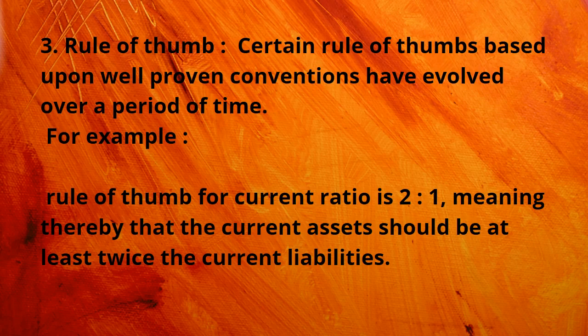See, the rule of thumb for current ratio is 2:1, meaning thereby that the current assets should be at least twice the current liabilities. And now every firm, every business agrees on this point. When we discuss the current ratio, current assets should be more so that the current liabilities could be paid in time. So the current ratio is 2:1, means current assets upon current liabilities. Current assets are 2 and current liabilities are 1.